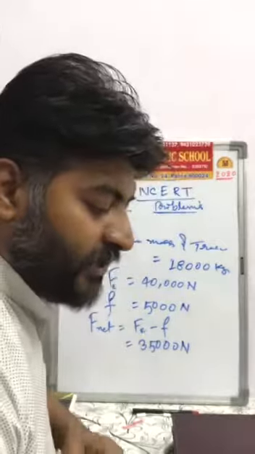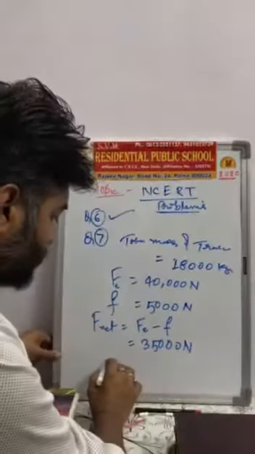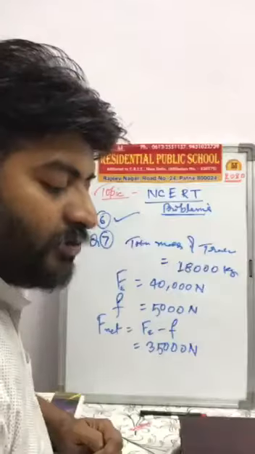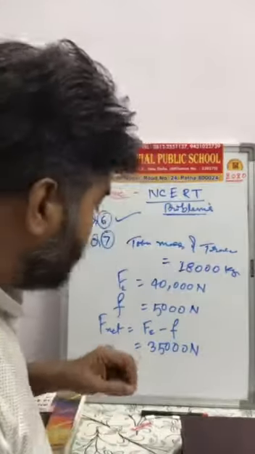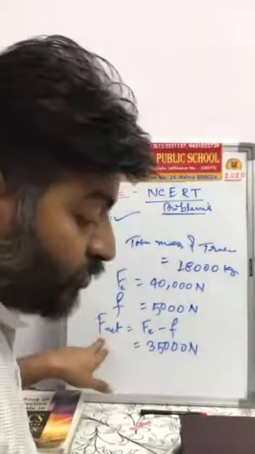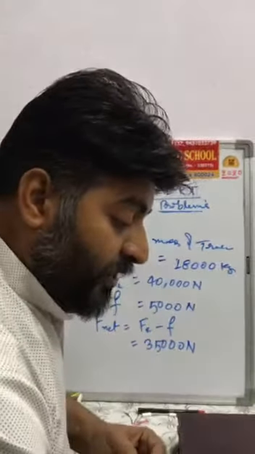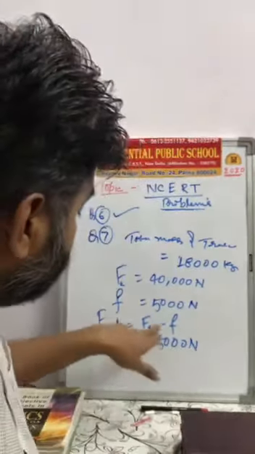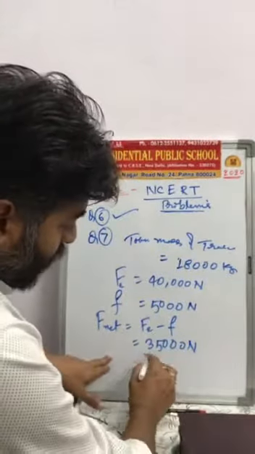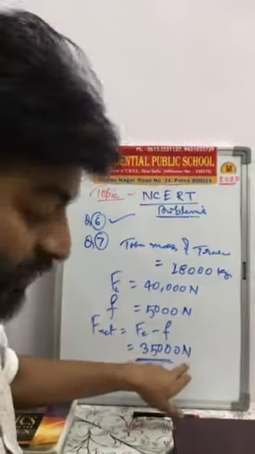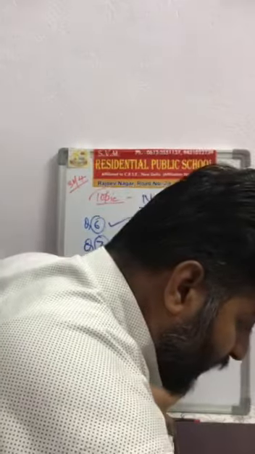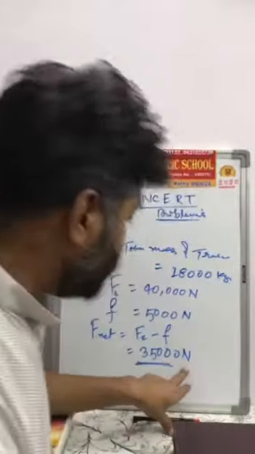The net accelerating force is equal to the net force, so the net accelerating force is equal to 35,000 Newton. Now the next question is the acceleration of the train.